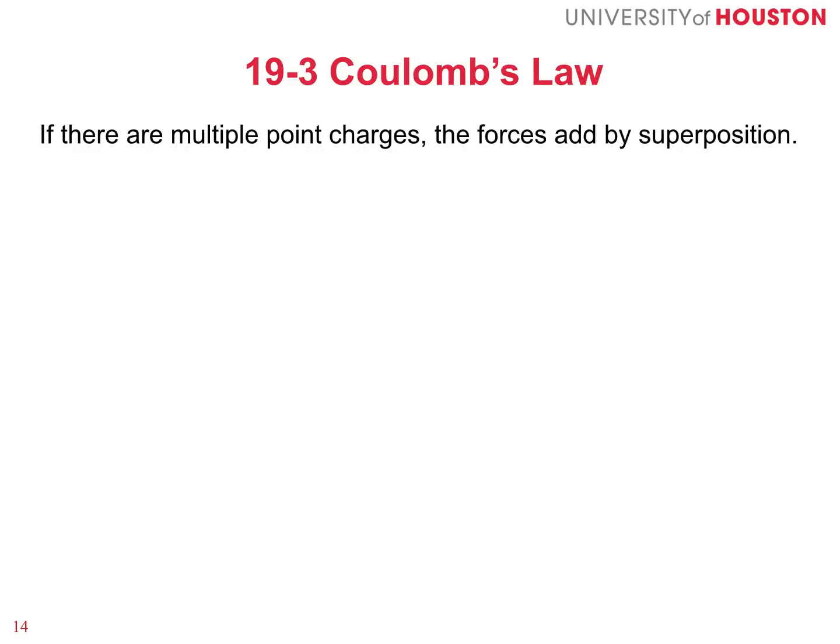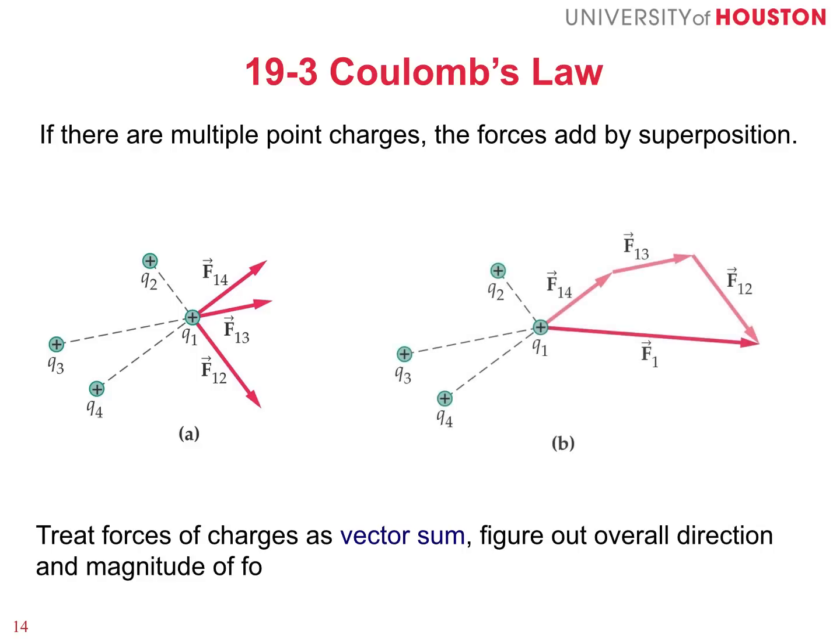If there are multiple charges in the system, the forces will add up by superposition. Forces are vectors, and on the left we can see an example where we have the force on Q1. It has a contribution from a force from Q2, a contribution from a force from Q3, and a contribution from a force from Q4. You have three forces acting on this charge, and to get the total force, which is shown on the right, one has to do a vector sum to get the total direction and total magnitude.